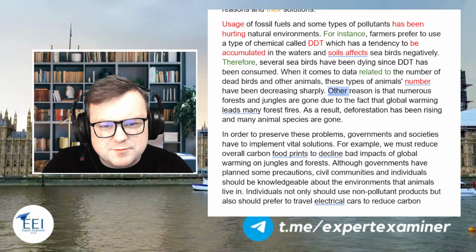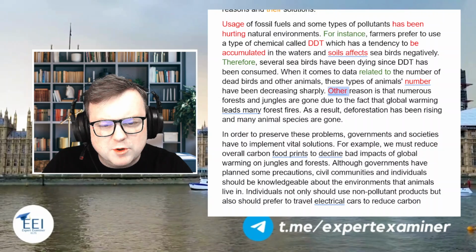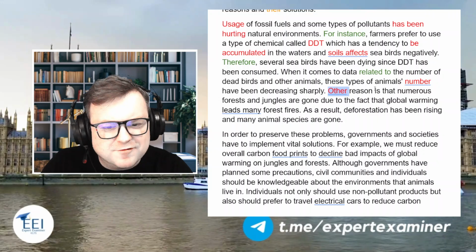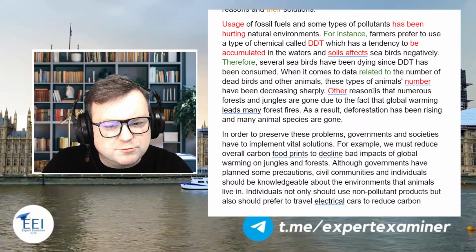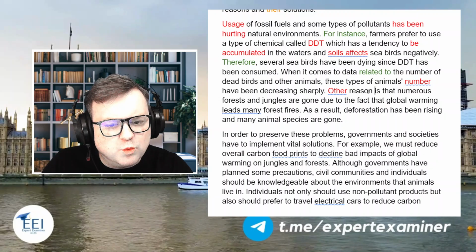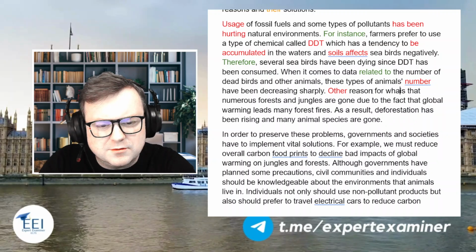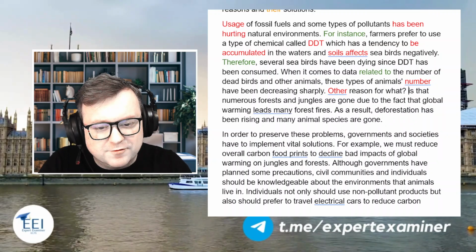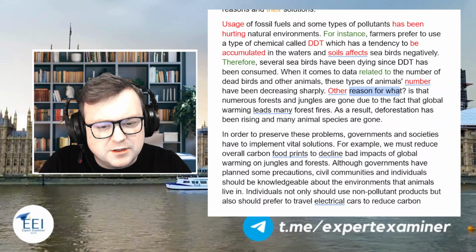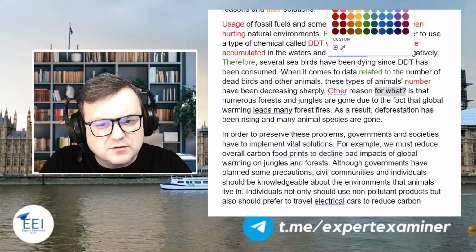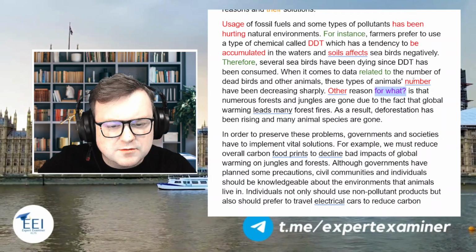Another reason, perhaps? One more reason? Another reason is that, another reason for what? It's not mentioned here. Another reason for what? Now, you might say it's obvious, for the extinction of animals, but it isn't obvious from the writing. We have to make it more obvious.